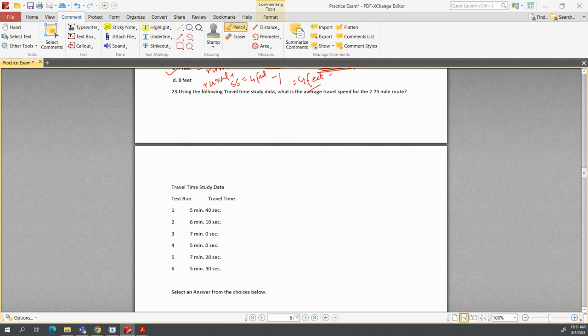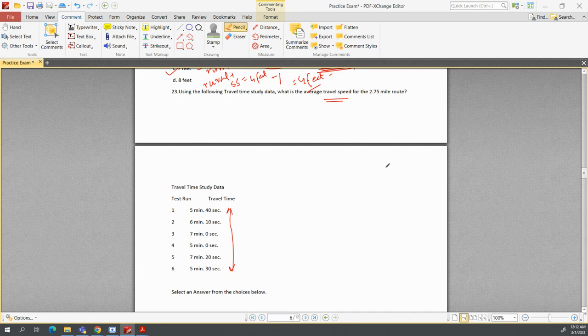Using the following travel time study data, what is the average travel speed for the 2.75 mile route? Okay, what is the average travel speed? You see, the travel times are given. So basically this is like a space mean speed. What is average travel speed? You see they have given you the travel time. These are not spot speeds that they have given you. When they have given you spot speeds, then you can find the time mean speed, right?